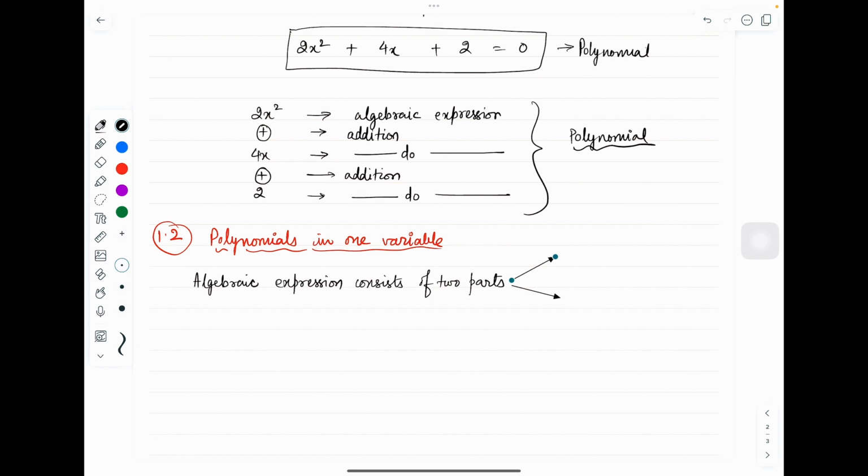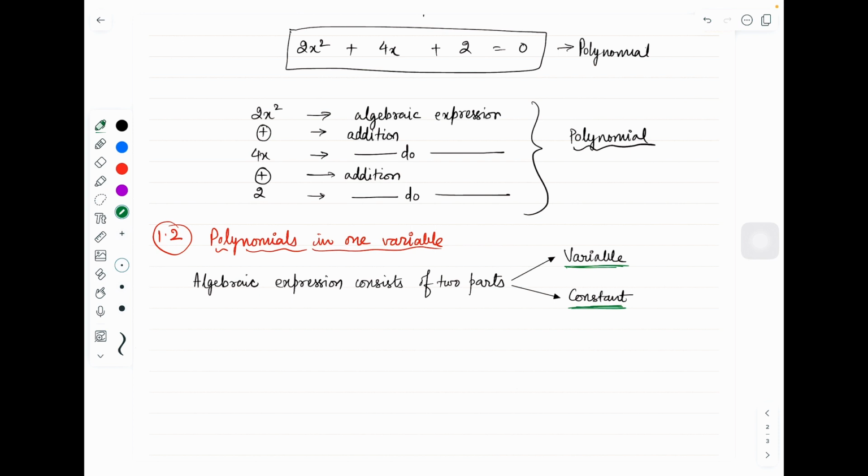There are two parts to an algebraic expression. One is what? One is variable. The other is constant. These two terms I have written: an algebraic expression consists of two parts, that is, one is variable, one is constant. So what is a variable and what is a constant?